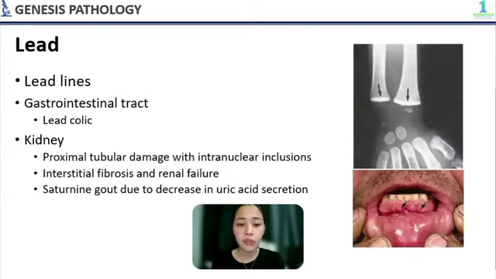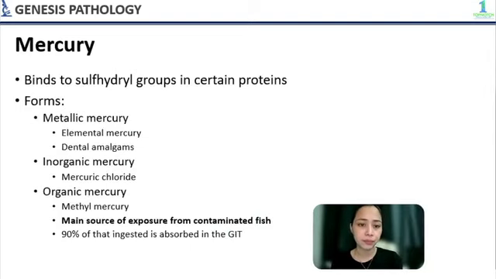So lead will also affect other tissues like calcified cartilage and primary bone trabeculae, leading to the formation of these radiodense lead lines. Lead lines can also be seen in the mouth, no? This hyperpigmentation here, okay? Can also affect the GI tract in the form of lead colic, which is a severe, poorly localized abdominal pain. Tapos, kasi yung excretion of lead mo is by the way of the kidneys, it can also be damaged. There can be proximal tubular damage and saturnine gout because of the decrease in uric acid secretion.